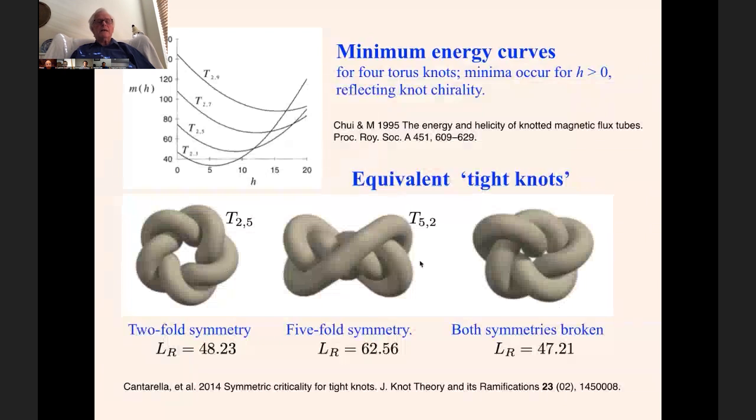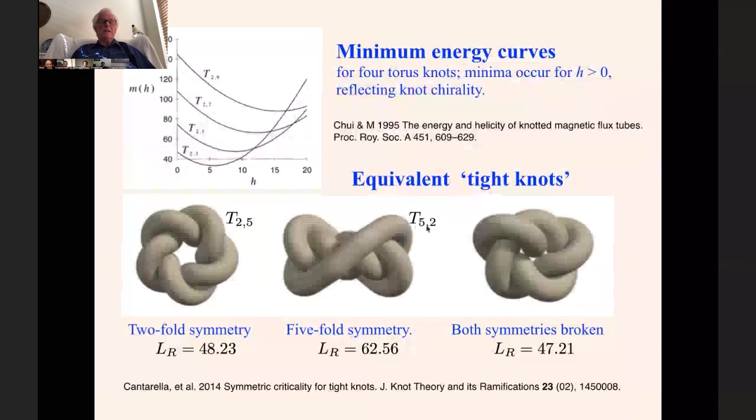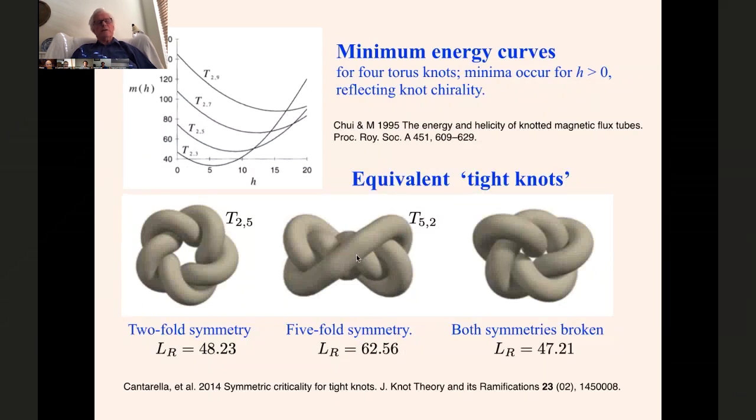Well, these are actually equivalent tight knots, known as tight knots in much of the literature, defined in a purely geometrical way. This is from a paper by Cantarella, a recent 2014 paper, which shows the interesting phenomenon for the torus knot T25. Here's the equivalent torus knot T52. They're the same knot, but different, again, initial configurations.